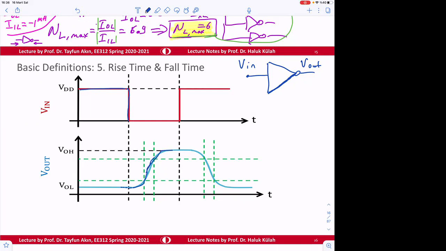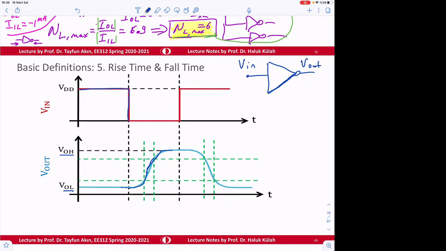Because there are capacitances inside, and you need to charge those, it cannot happen instantaneously. So the output is going to go from output low to output high. This output high might be 5 volt or 4 volt, whatever. Output low can be 0 volt or 0.2 volt or maybe 1 volt. Okay. So this transition has to be calculated.